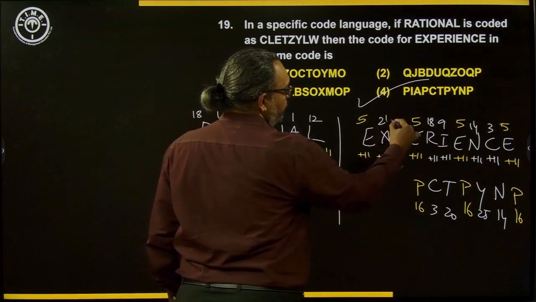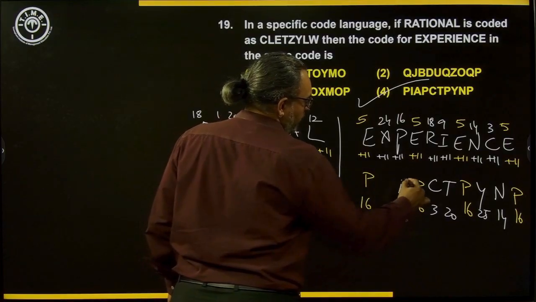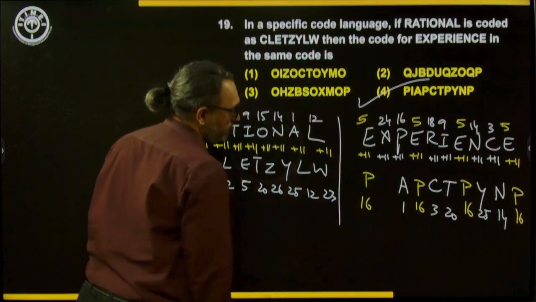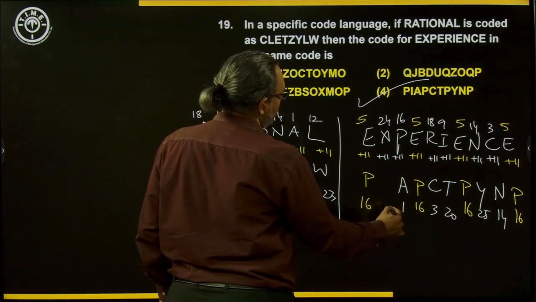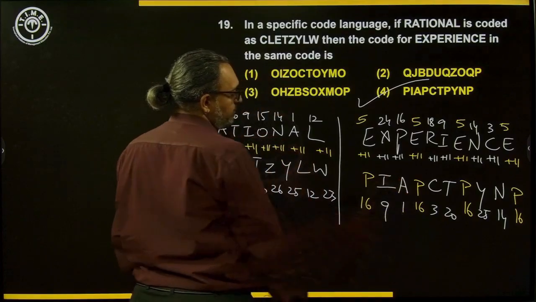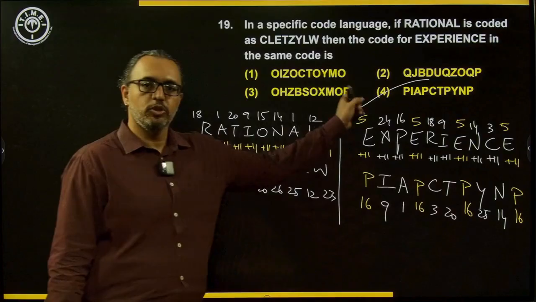So we have 24 and 16. 16 plus 11 you get is 27, 1, that is A. 24 plus 11 is 35. So 35 is 9, that is I. So that's what we have. PIA, PCT, PY, NP. Choice 4.